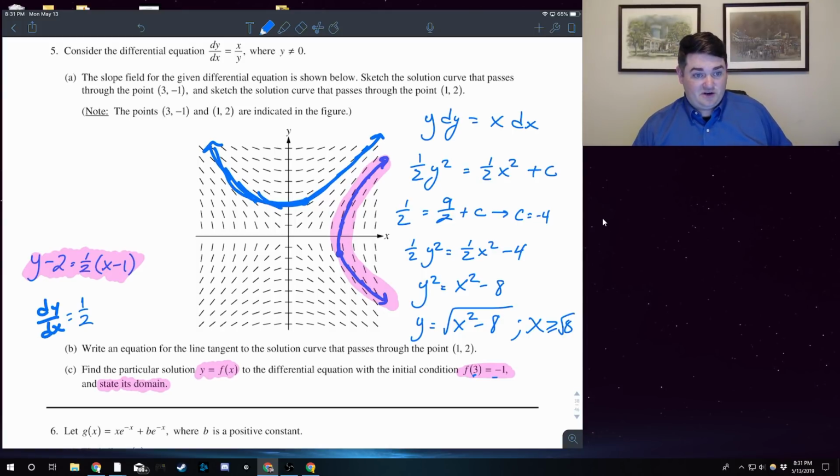So solution curves on a slope field should be pretty easy, just ride the wave. And separable differential equations, just remember there's only one way to solve a differential equation in Calculus AB or BC, and that is to separate.